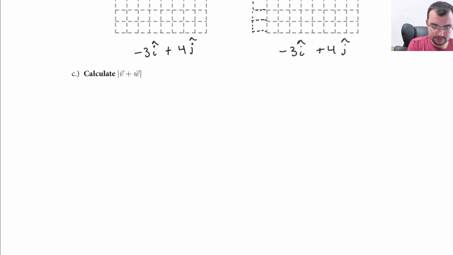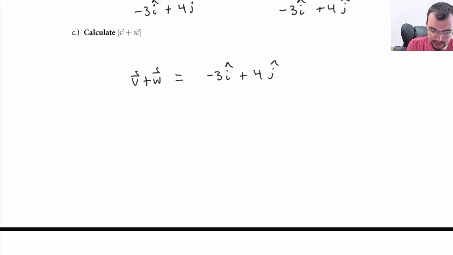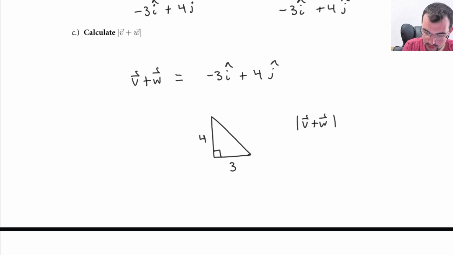So we said that v plus w was equal to -3 i hat plus 4 j hat, which as a picture is this. So of course the magnitude of v plus w is just the square root of the sum of the squares, and wow, it's 5.